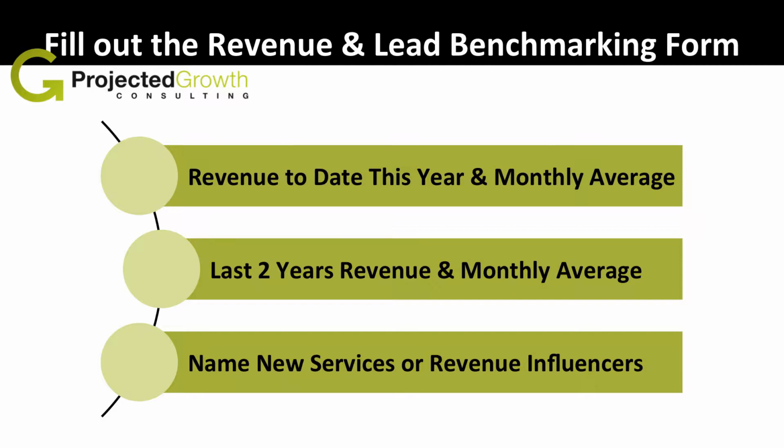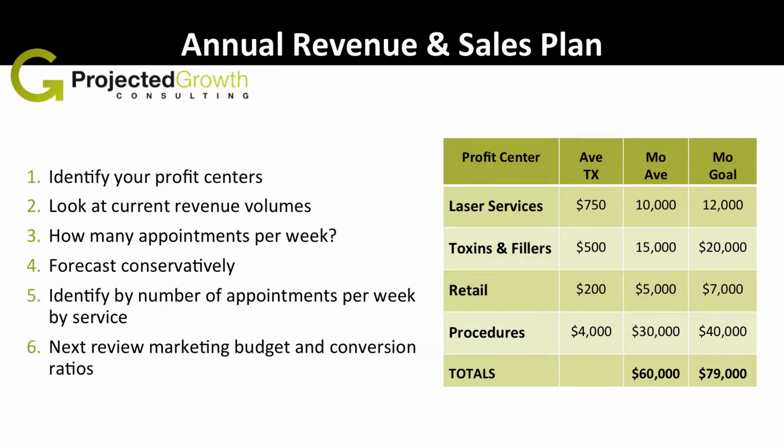We need to look at that for the last 2 years, and I'm going to take that down to looking by service, by procedure. So we'll break that down and I'll show you what it looks like, but essentially lasers, face surgical, body surgical, injectables, retail, ancillary services. We need to know what your mix of revenue is. And that's going to be what we start with.